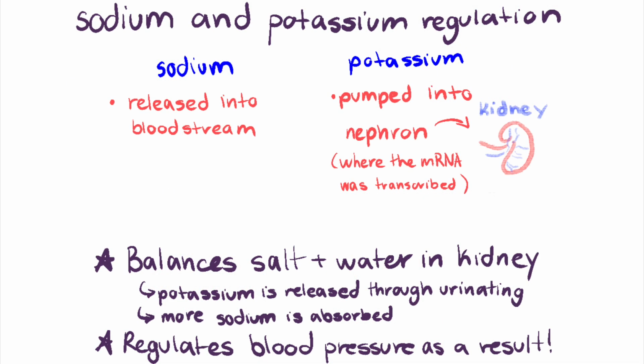And to go into specifics, sodium is released into the bloodstream, meanwhile potassium is pumped into the nephron, where the mRNA was transcribed. This ends up balancing the salt and water levels in the kidney. Potassium is released through urination and sodium is absorbed in the bloodstream, and as a result, blood pressure is regulated.